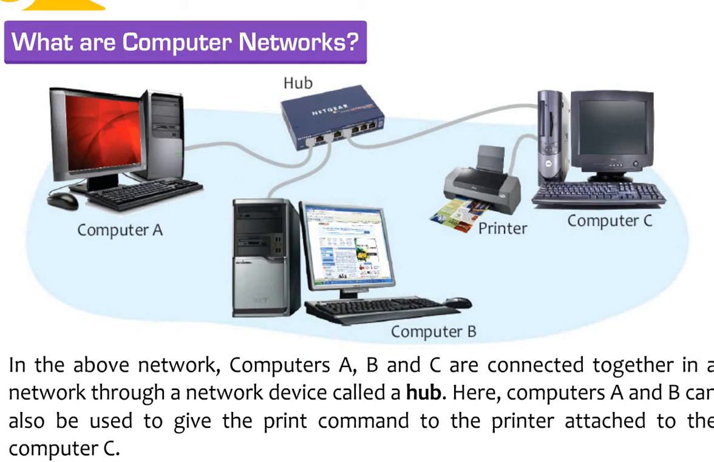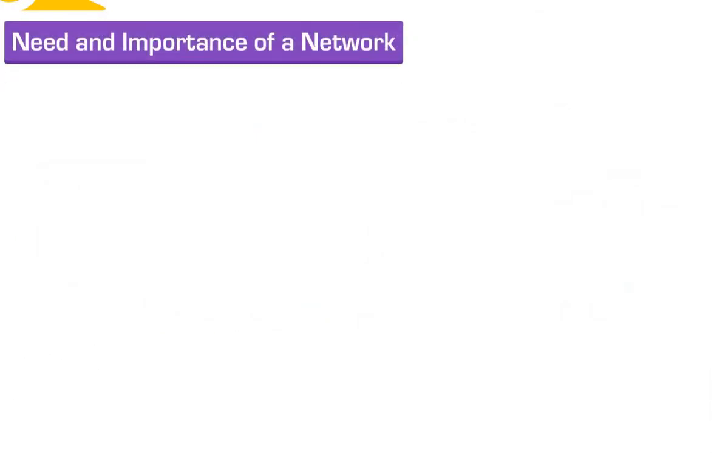In the above network, computers A, B, and C are connected together in a network through a network device called a hub. Here, computers A and B can also be used to give the print command to the printer attached to computer C. Need and importance of a network.